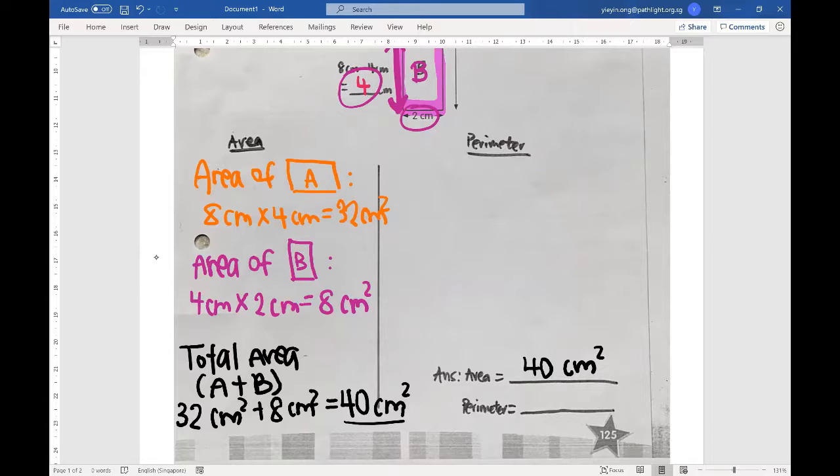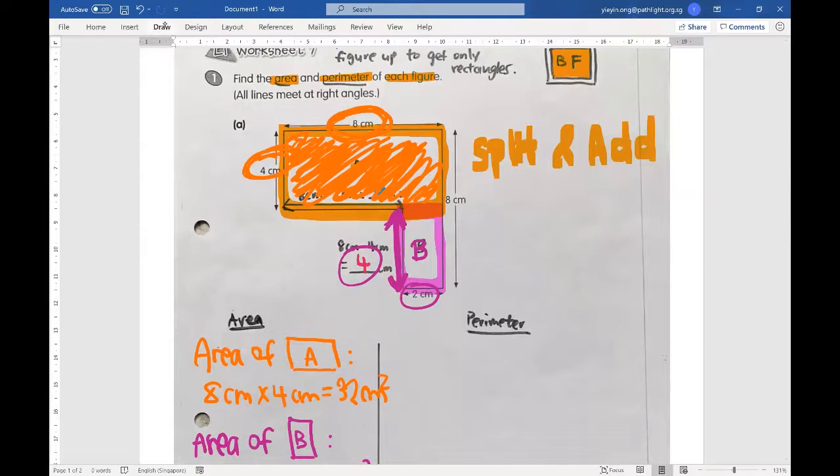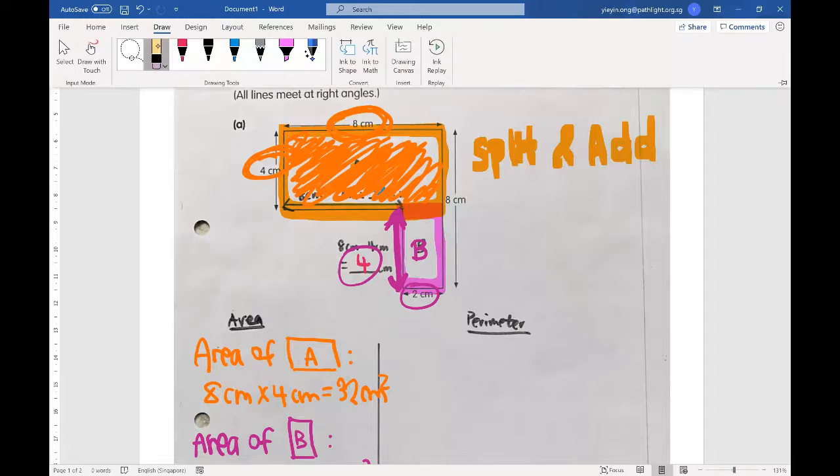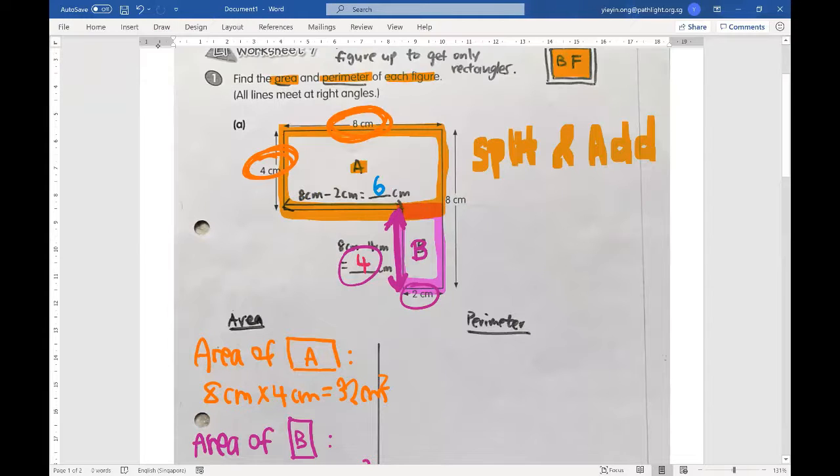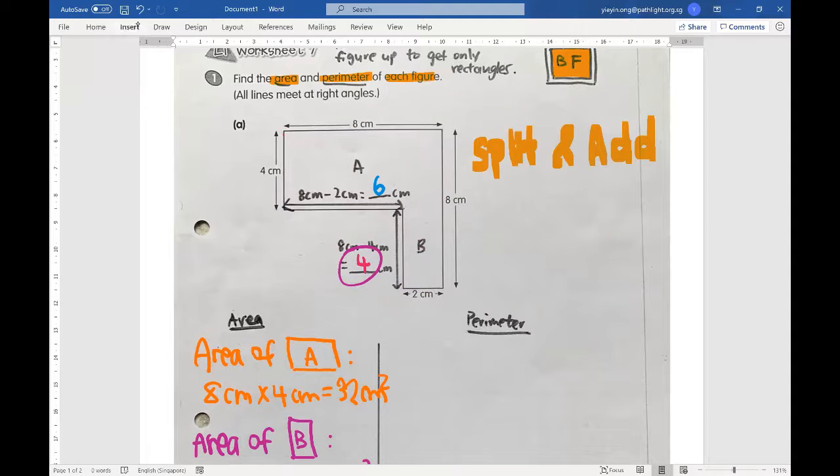Now, if you need more time to copy, please pause the video. I'm going to move on to find the perimeter of this figure. To make it easier to find the perimeter, I'm going to erase away all this marking. Okay, so that is easier for you to see.